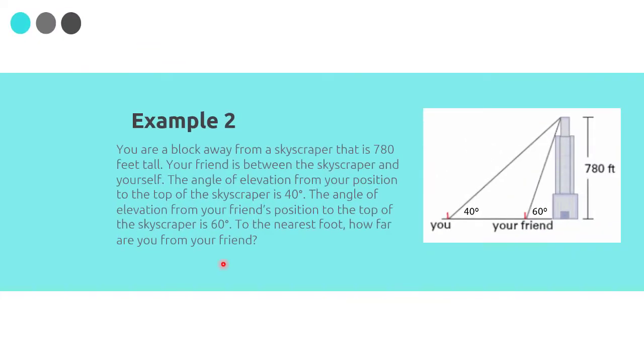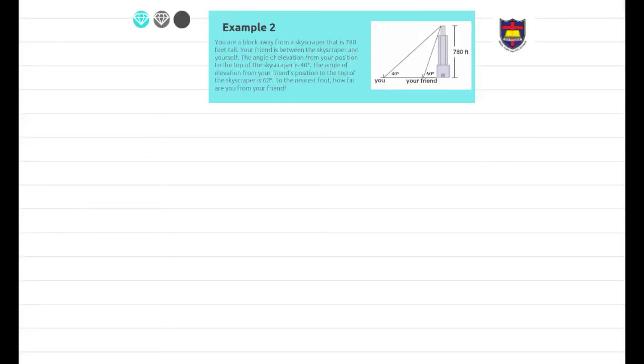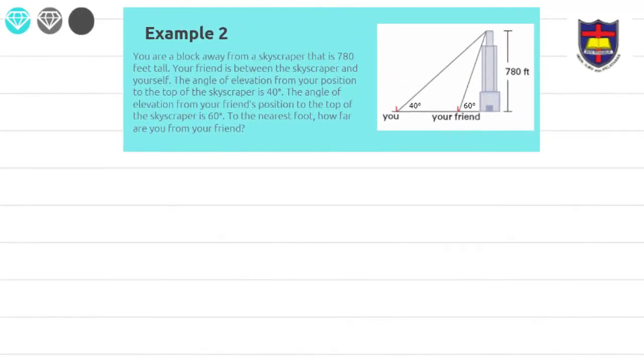Next, we'll discuss this example. Example 2. You are a block away from a skyscraper that is 780 feet tall. Your friend is between the skyscraper and yourself. The angle of elevation from your position to the top of the skyscraper is 40 degrees. The angle of elevation from your friend's position to the top of the skyscraper is 60 degrees. To the nearest foot, how far are you from your friend?